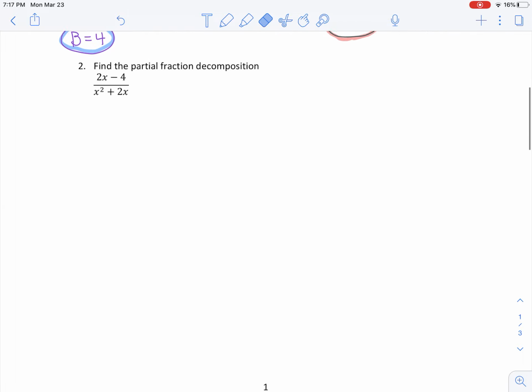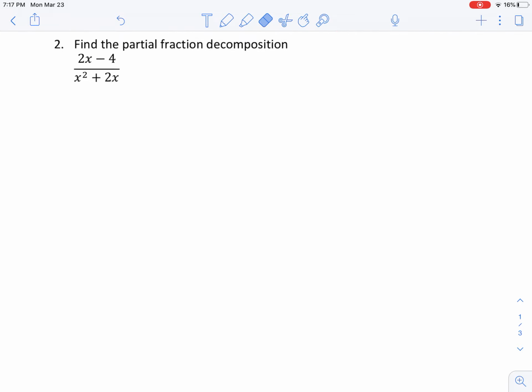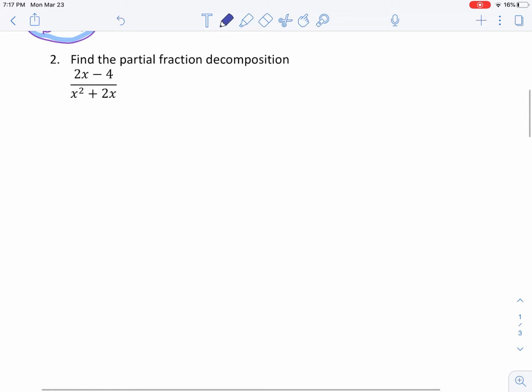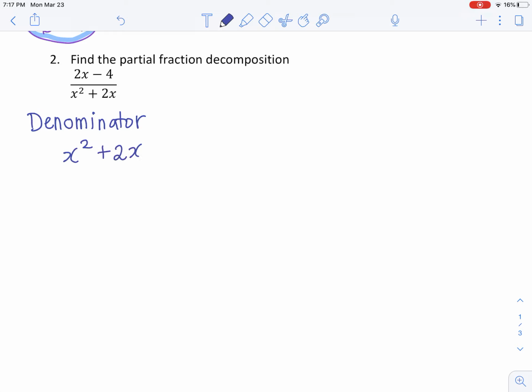All right, number 2. Find the partial fraction decomposition. In this problem, notice how the denominator is not factored. The denominator, x squared plus 2x, needs to be factored first. The factoring is not too complicated. As you can see, they have a common factor of x. Let's factor out that common factor of x so that you have x times x plus 2.